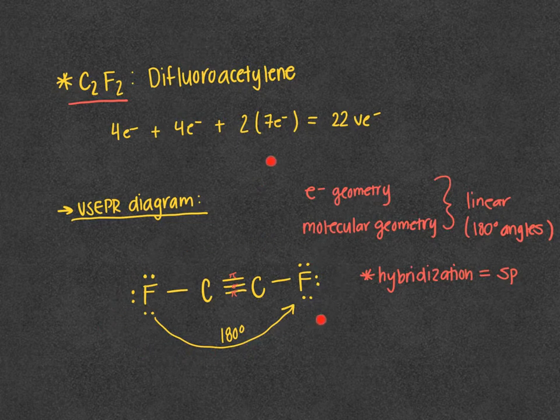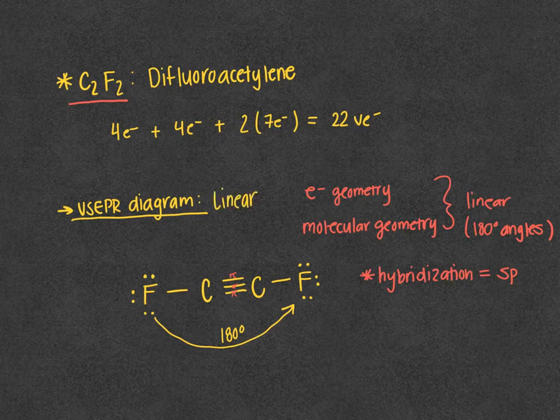The VSEPR diagram shows 2 pi bonds between the carbon atoms, 1, 2, and then a central sigma bond between the 2 carbon atoms. The fluorines on each end each have their little electron pairs. This will give a total of 22 valence electrons.